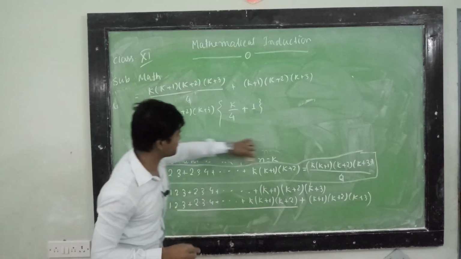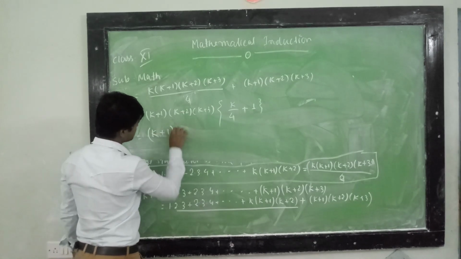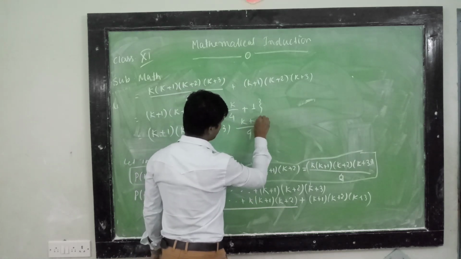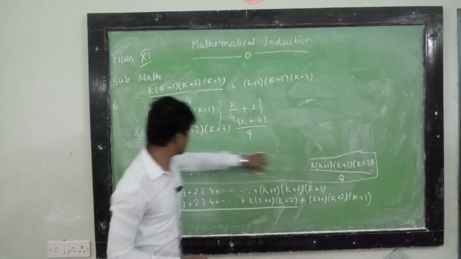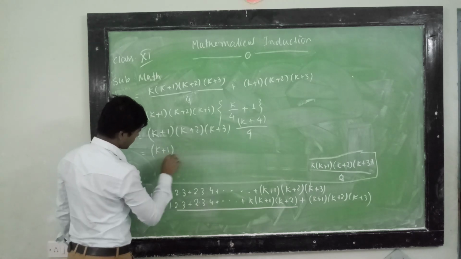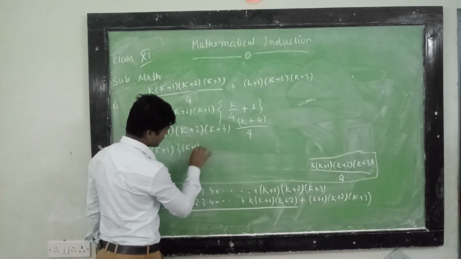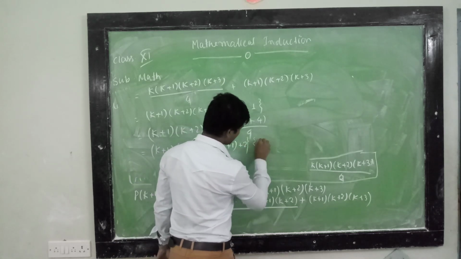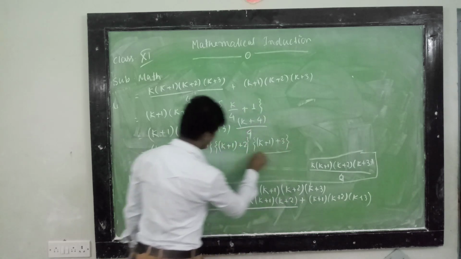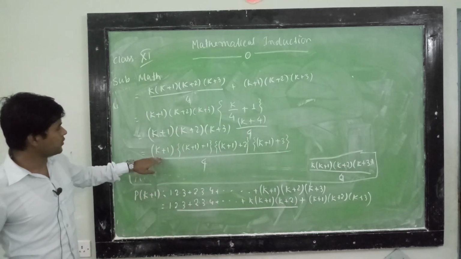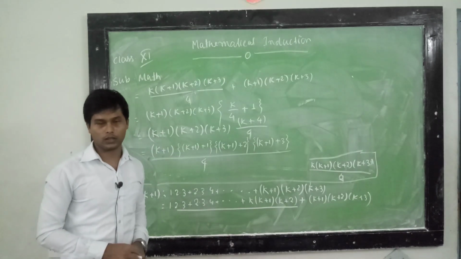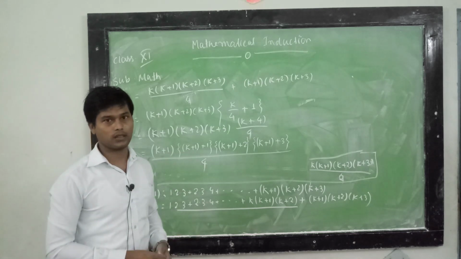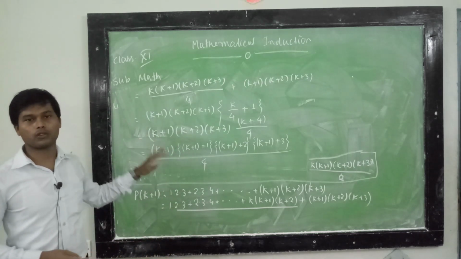Now if we add them, the LCM will be 4 and it will be k plus 4. Now if I rearrange this condition as (k plus 1) into, k plus 2 can be written as (k plus 1 plus 1), k plus 3 can be written as (k plus 1 plus 2), and k plus 4 can be written as (k plus 1 plus 3), by 4. So we can say that this statement is true for n equal to k plus 1 also. Then by the principle of mathematical induction we can say that the statement is true for n equal to k plus 1, and hence the statement is true for all values of n.